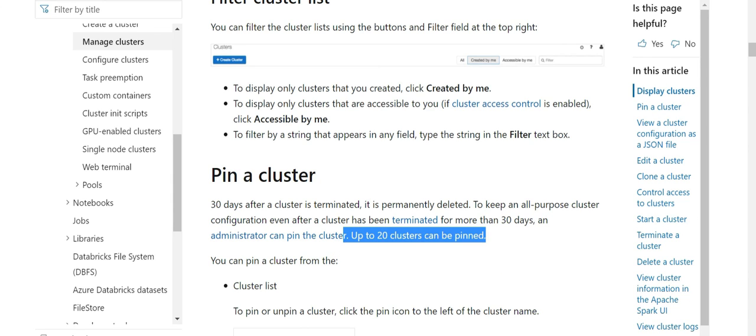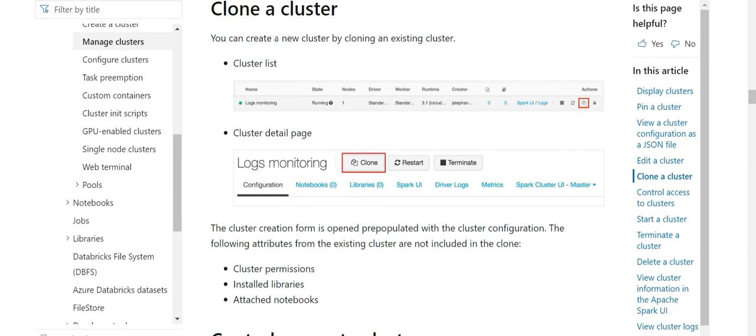Now, cloning a cluster can only be done if there is an existing cluster. You see this, there is an existing cluster. You cannot clone the cluster after it is deleted.